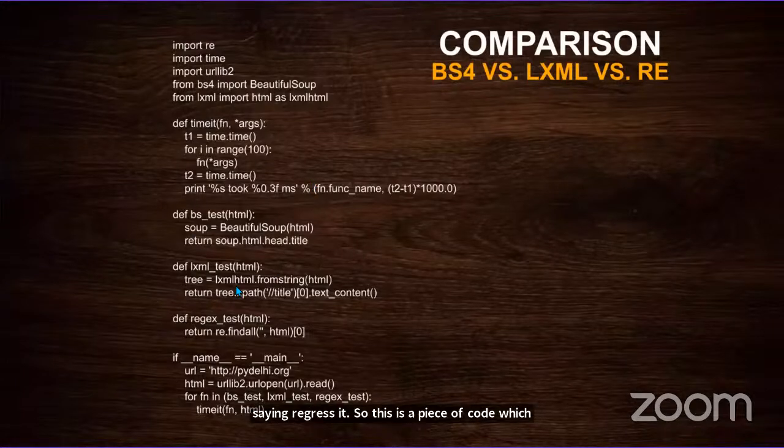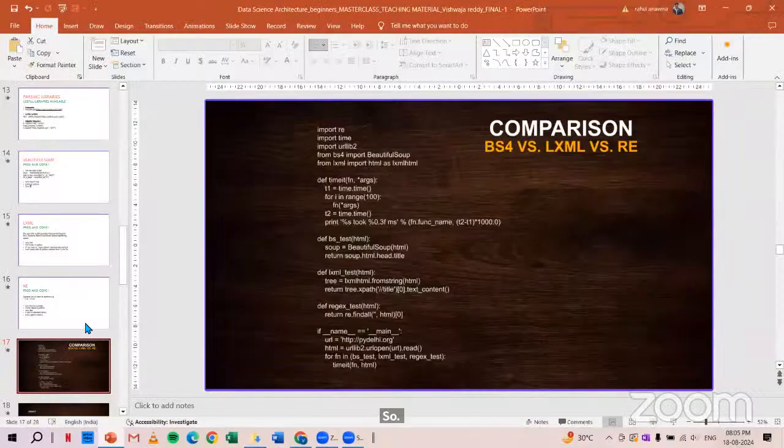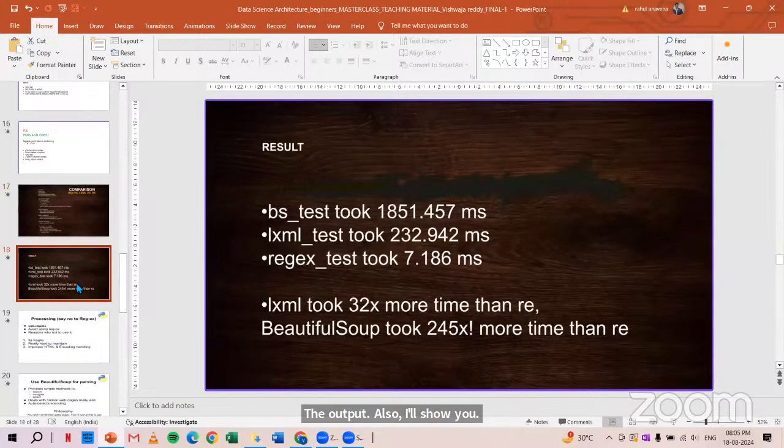I want to check which one is taking time, like what is the time of the three different libraries which I'm using. So the output also I'll show you. Here I got the output.